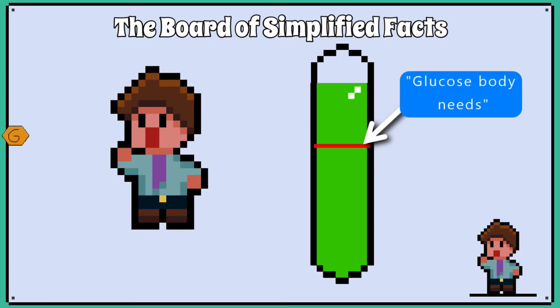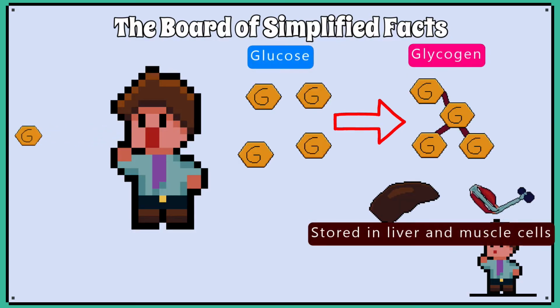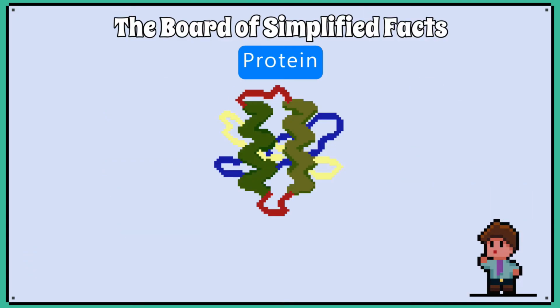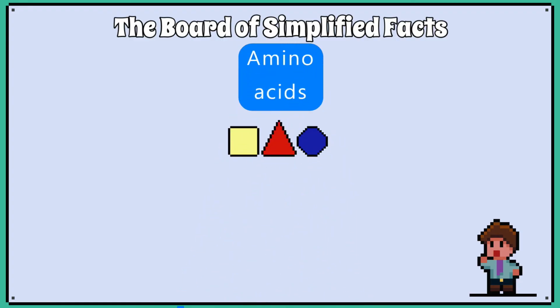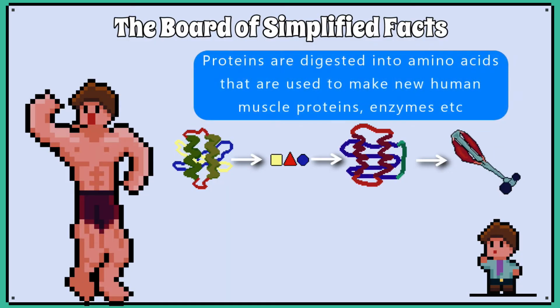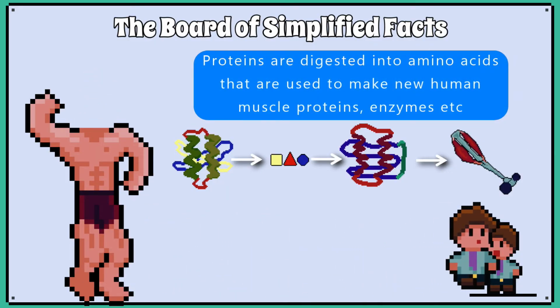If the body has excess glucose, then it will be stored in the form of glycogen in mainly our liver and muscle cells. Glycogen can be converted back to glucose when the body demands more energy. Proteins, when digested to amino acids, are used to build new proteins in our own bodies. For example, bodybuilders eat a lot of protein so they have enough amino acids to build their own muscular protein.